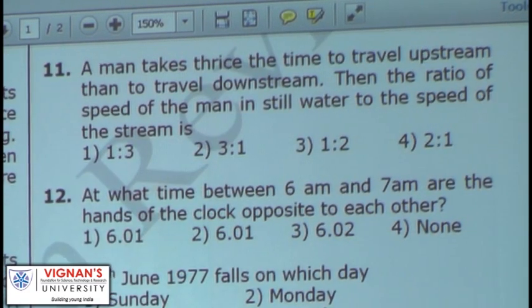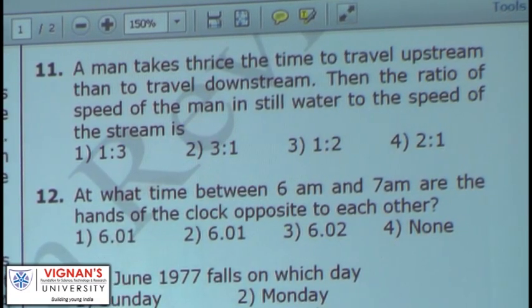A man takes thrice the time to travel upstream than to travel downstream. And the ratio of the speed of the man in still water to the speed of the stream is?